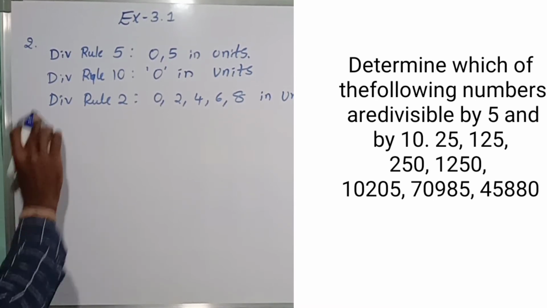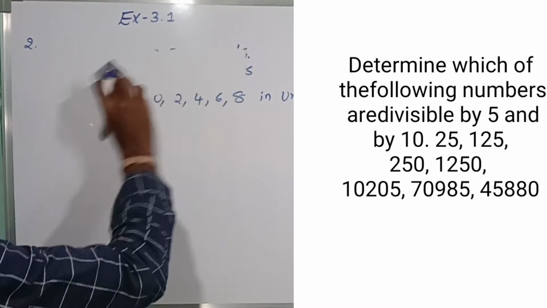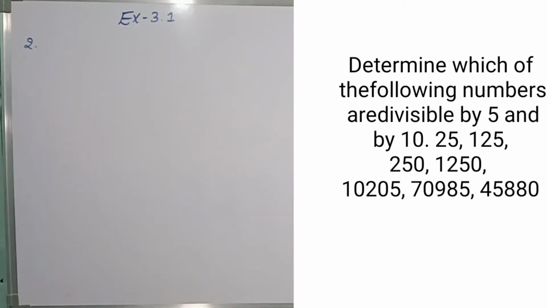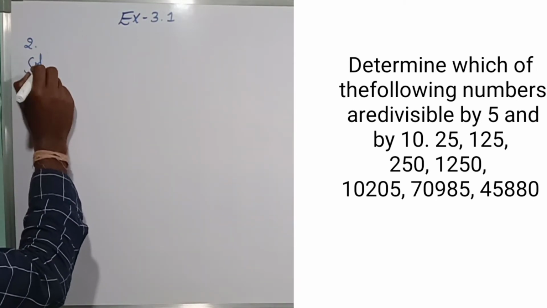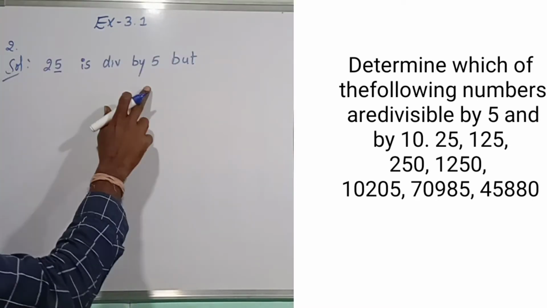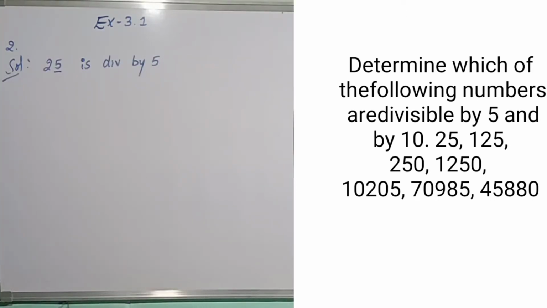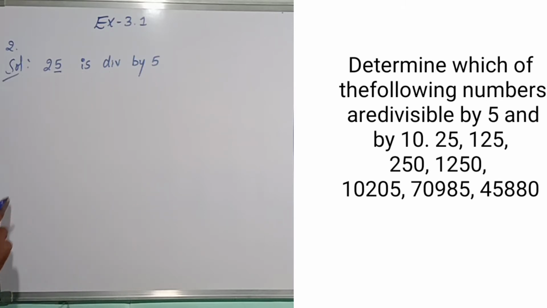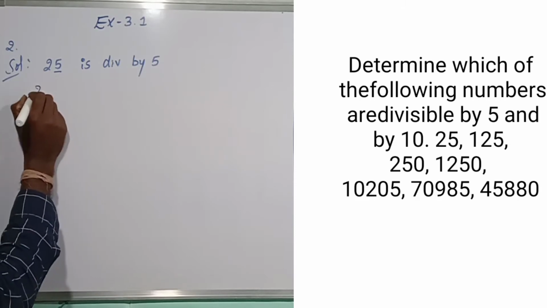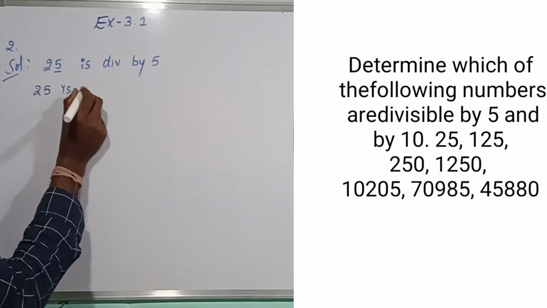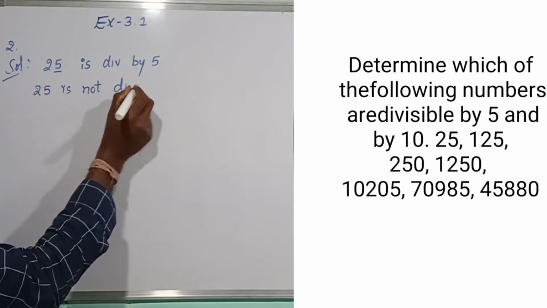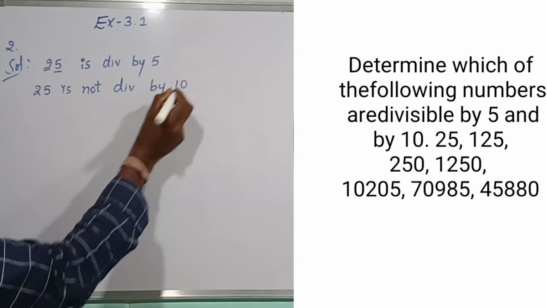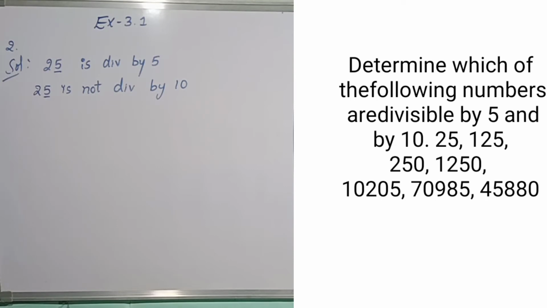Now we are entering into the problem. First one is 25. Solution: 25 is divisible by 5, because the last digit is 5. Now check for 10. 25 is not divisible by 10, because the last digit should be 0 for a number to be divisible by 10, but here the last digit is 5. So it is not divisible by 10.